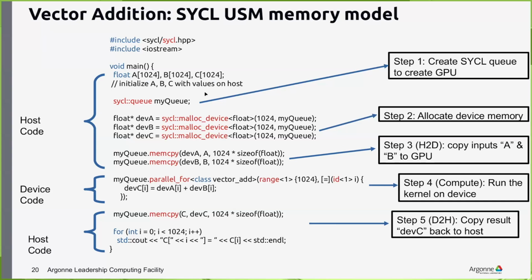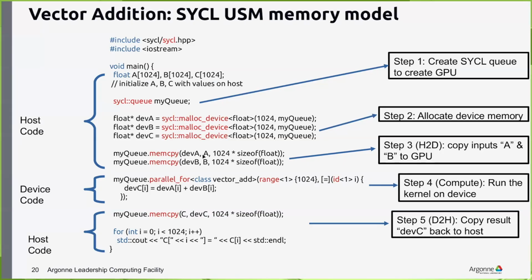Talking about the famous USM memory model, this is very familiar, like pointers, and has a one-to-one equivalence in CUDA as well. Similarly, in the previous slide, we create host pointers and initialize them with some data. We create a queue. These three would show the memory allocations on the device. So we pass the queue and create memory on the device, A, B, and C.